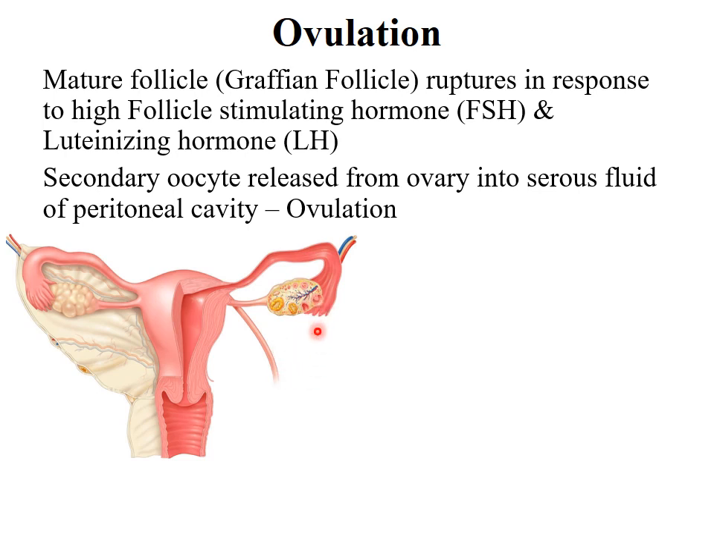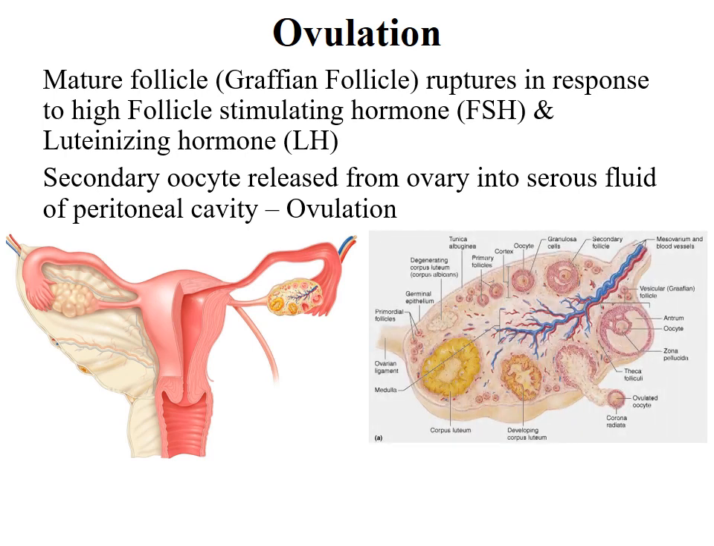It is released into the peritoneal cavity, then it is picked up by the suction force of the fallopian tube. So as soon as it is released from here, it is picked up by the fallopian tube, and then it goes inside. That is the process of ovulation.